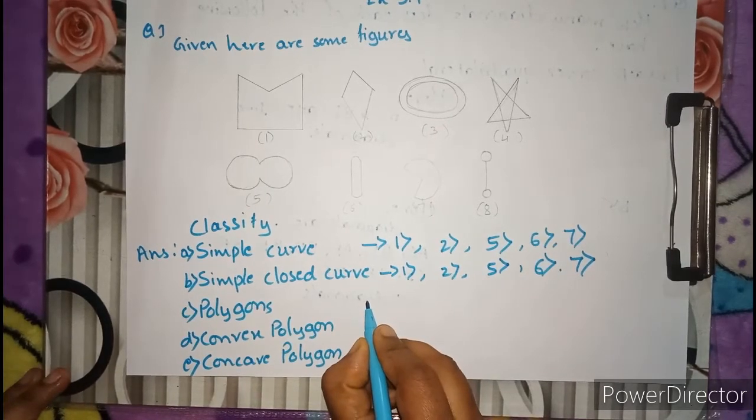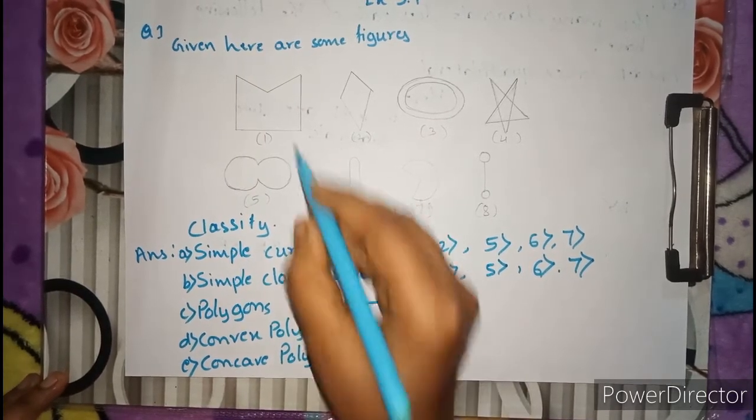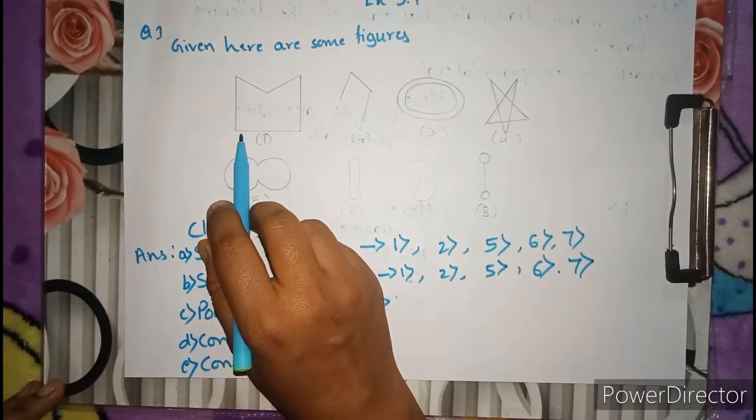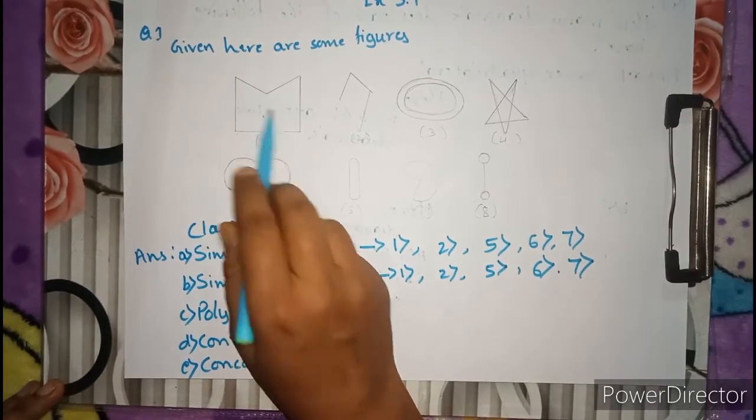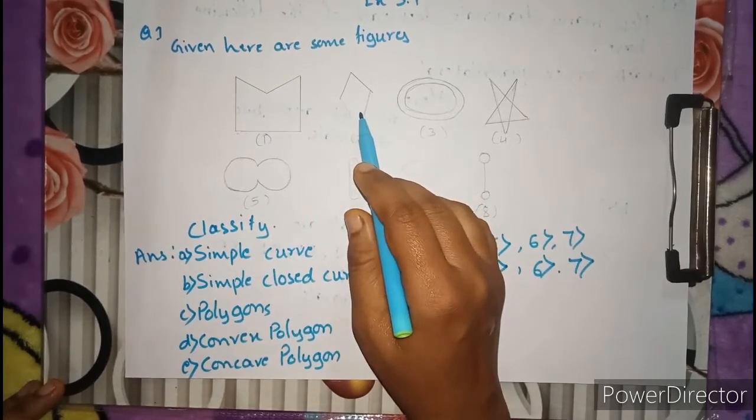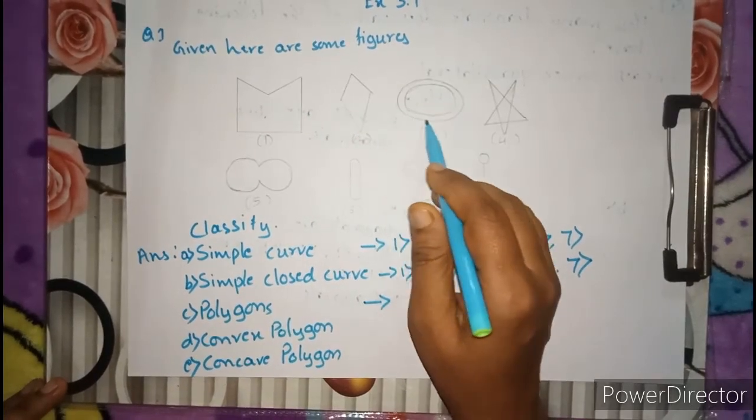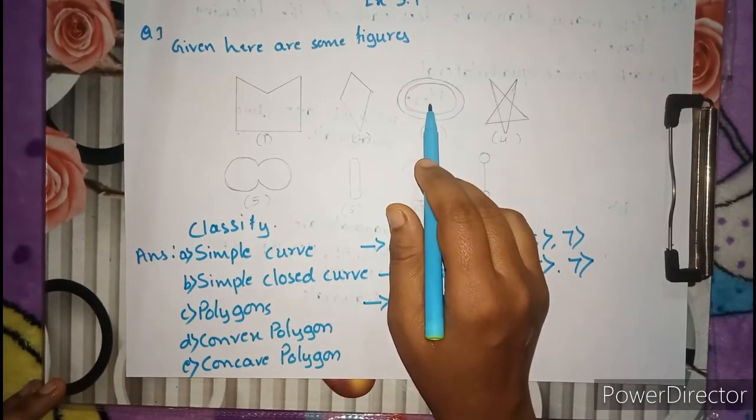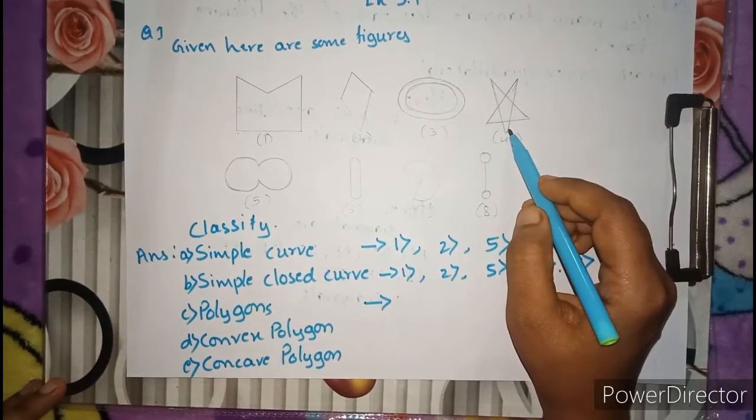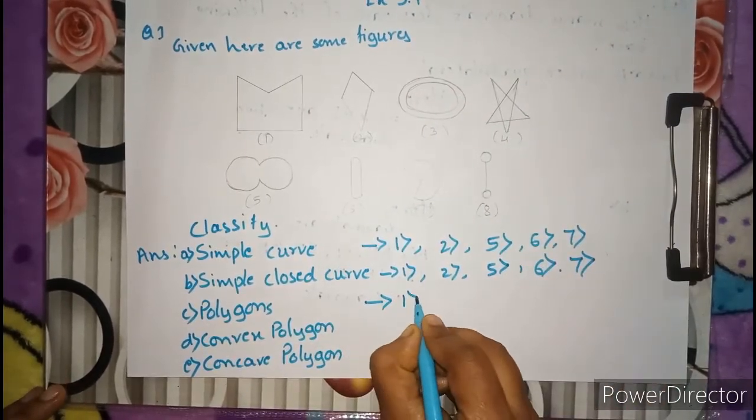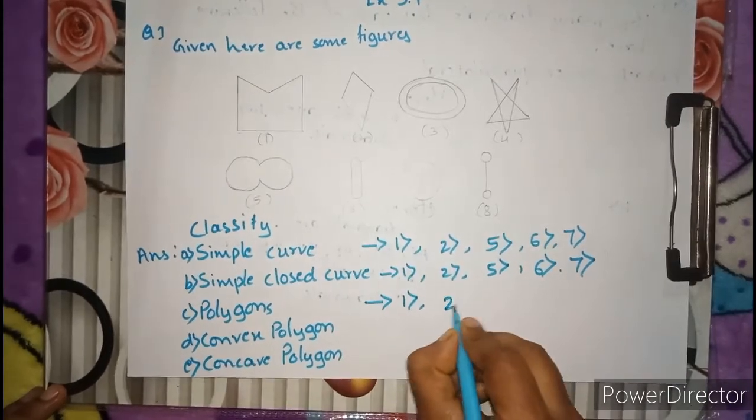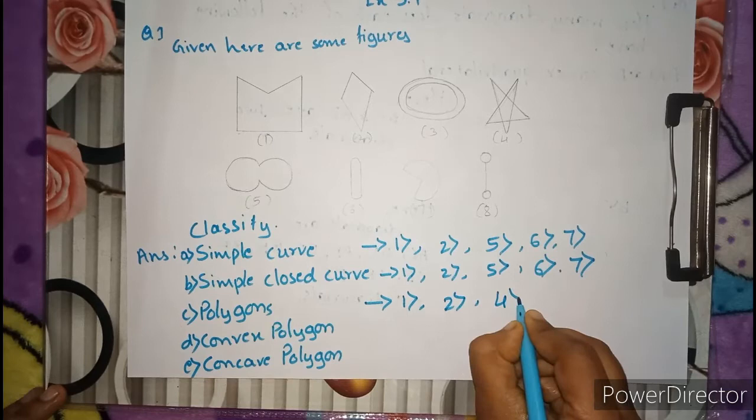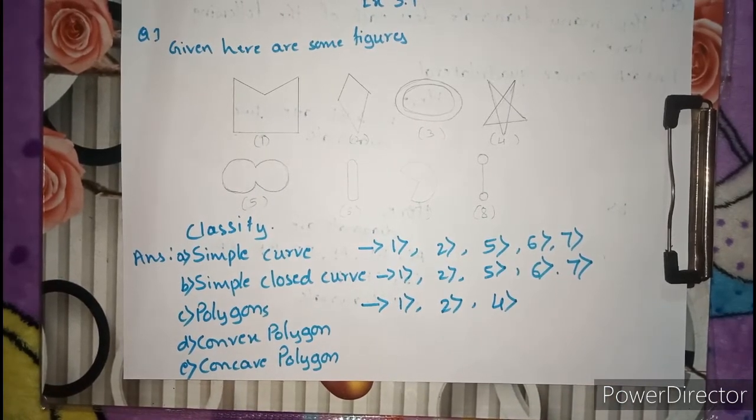Polygons. First one is a polygon, which is made up of line segments. Second one is also a polygon. Third one is not a polygon because there are no line segments in it. Next, fourth one is also a polygon. So first one is polygon, second one is polygon and fourth one is polygon. Guys, the picture is not so clear. Please check in your textbook.